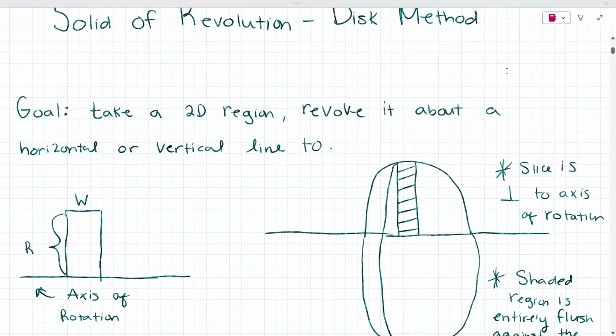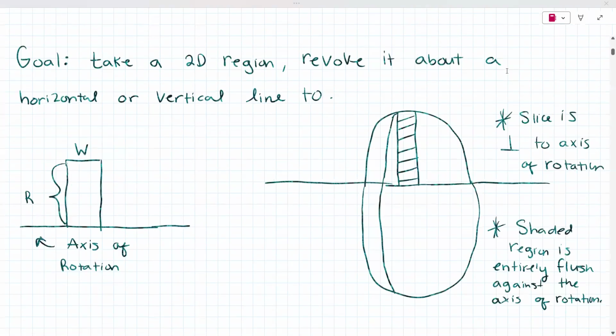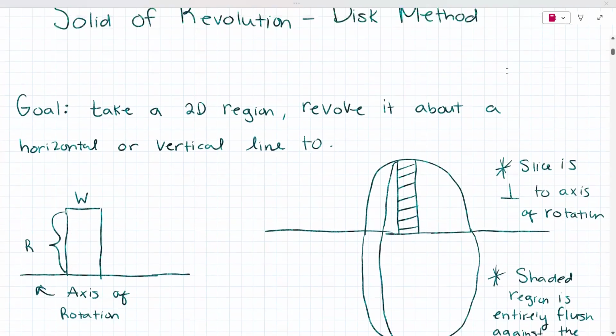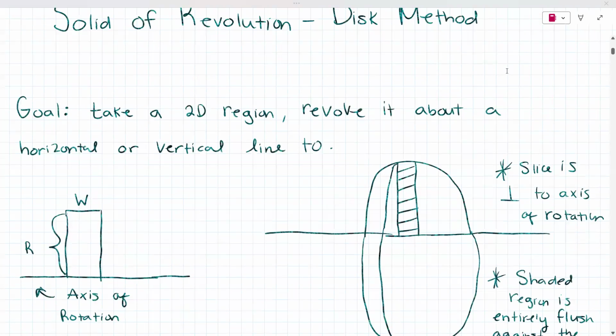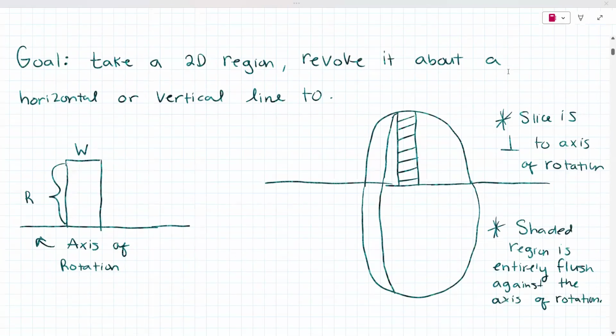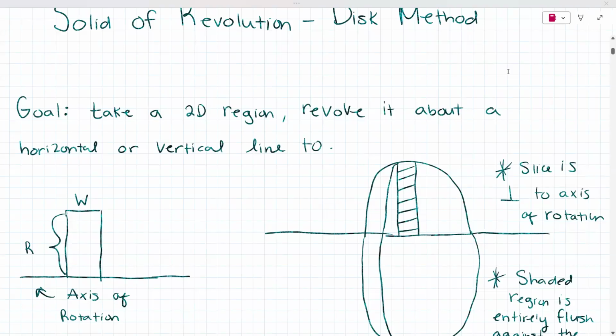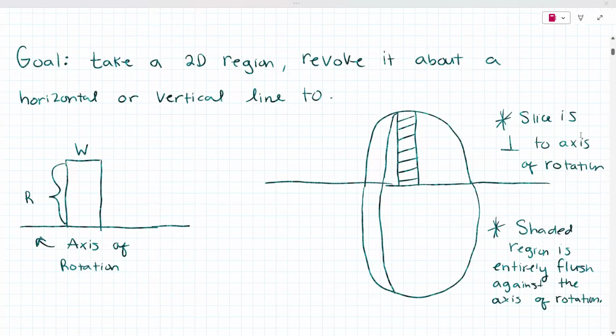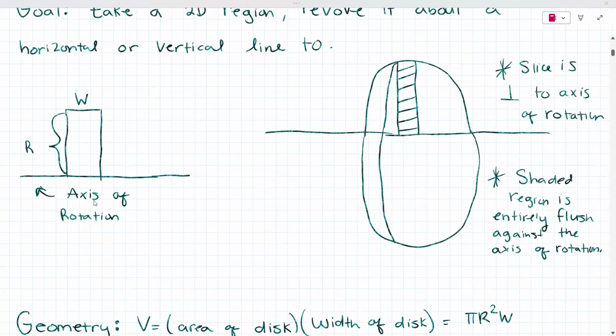So your goal is to take a 2D region, revolve it about a horizontal or vertical line, and somehow create a disk. So take a typical 2D region and you either revolve it around the vertical or horizontal line, and the slice should be perpendicular to the axis of rotation. Sometimes they'll say rotate on the x-axis or rotate on the y-axis.